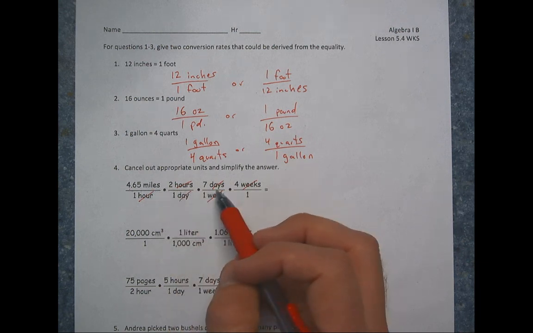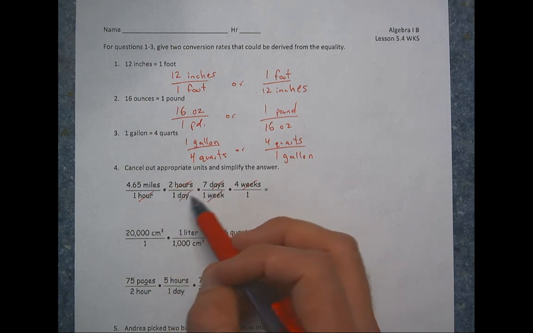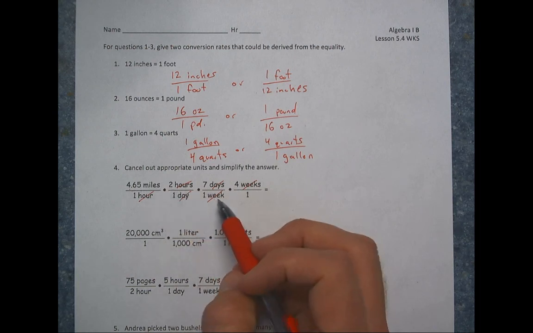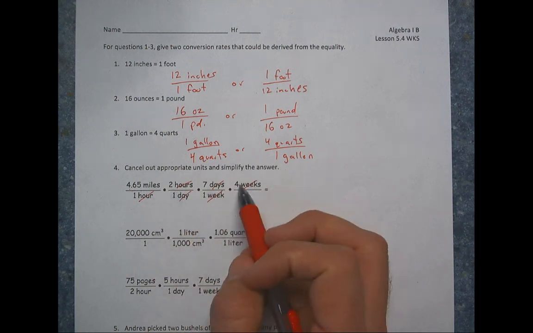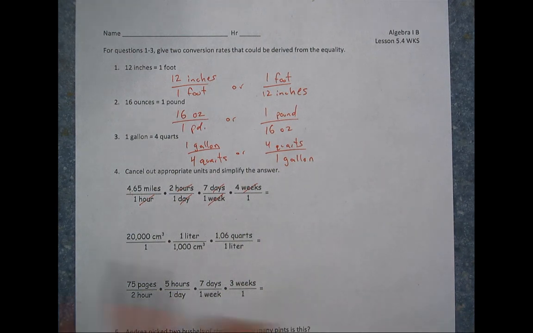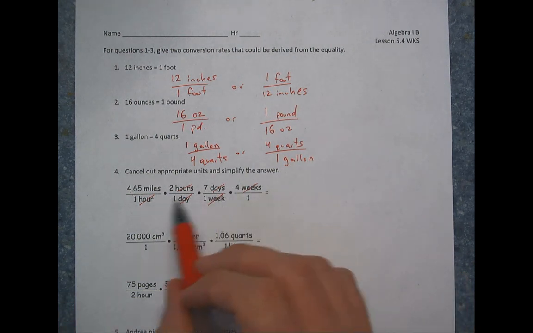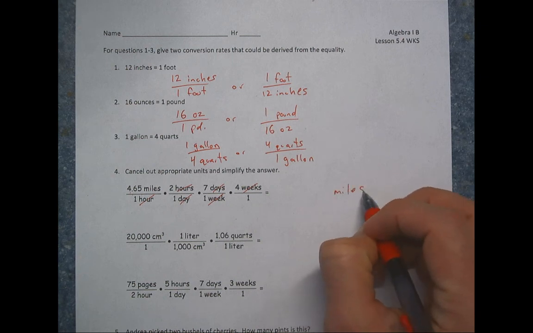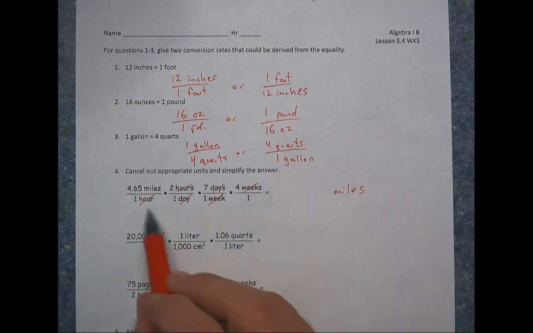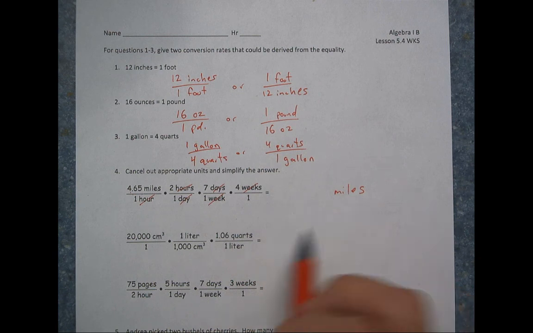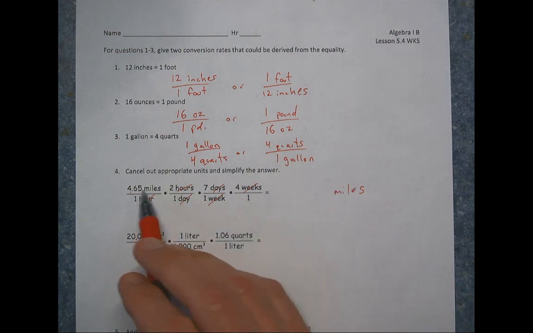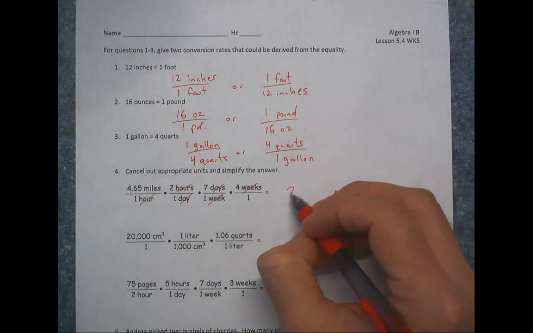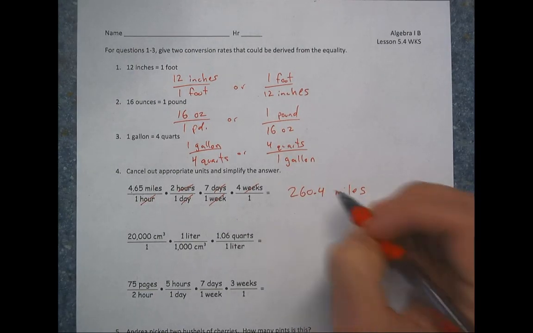So once we've gotten to here, the days have canceled, the hours have canceled. So we're finding out how many miles she's going in a week. And then once we cancel these out and times by 4, we're figuring out our total number of miles in the 4 weeks. So now that we've canceled everything out, the only thing that's remaining is miles. There's no units on the bottom. And because these are all ones, it's just going to be a 1 on the bottom. So I'm going to leave that blank. And I'm just going to multiply across all the numbers that remain. And this comes out to 260.4 miles.